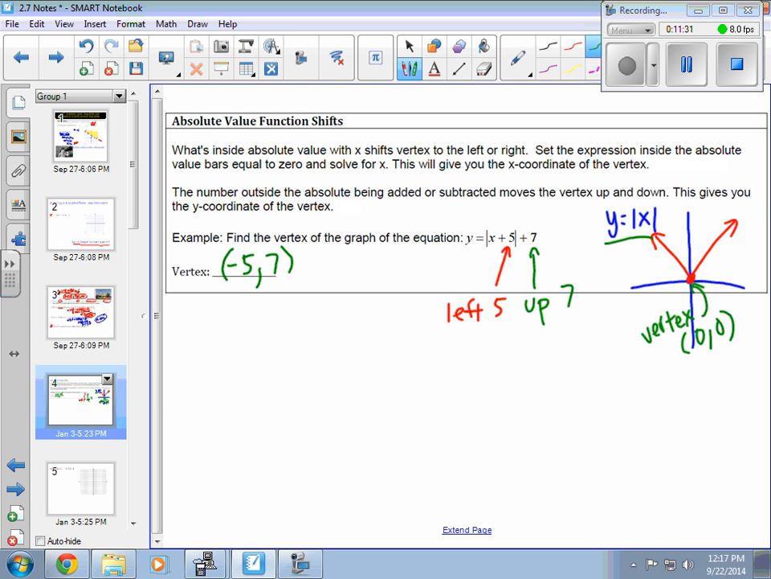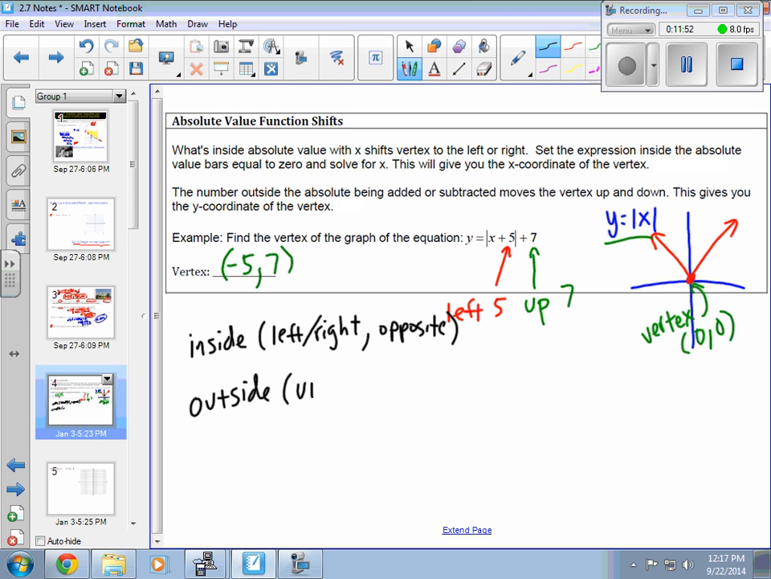To recap, anything inside the function is going to move it left or right, and it's always opposite what we'd normally do. Outside the function is going to move it up or down, and outside you just do what you'd normally do. Plus and minus would be what you normally do.